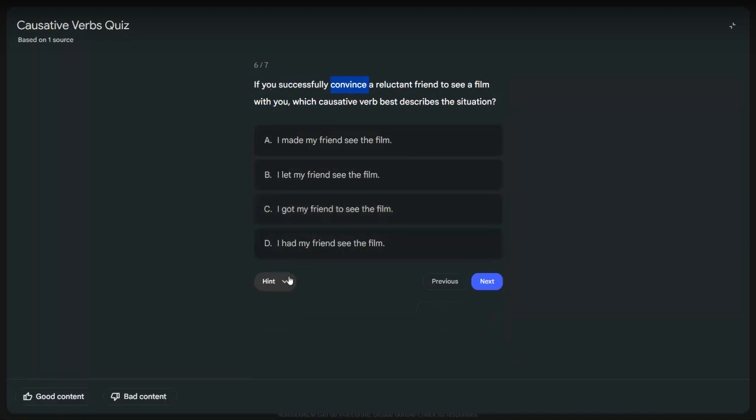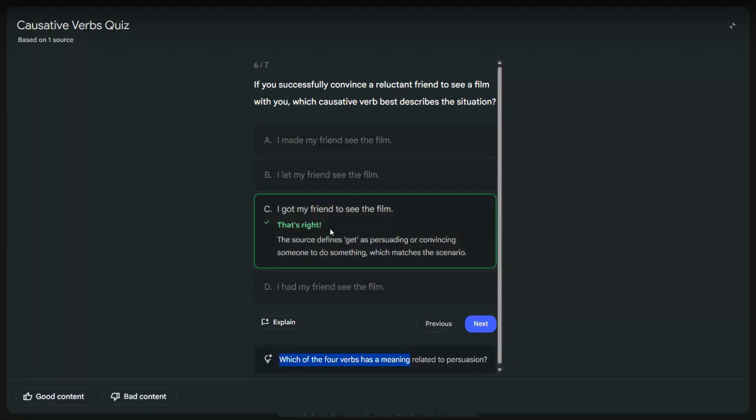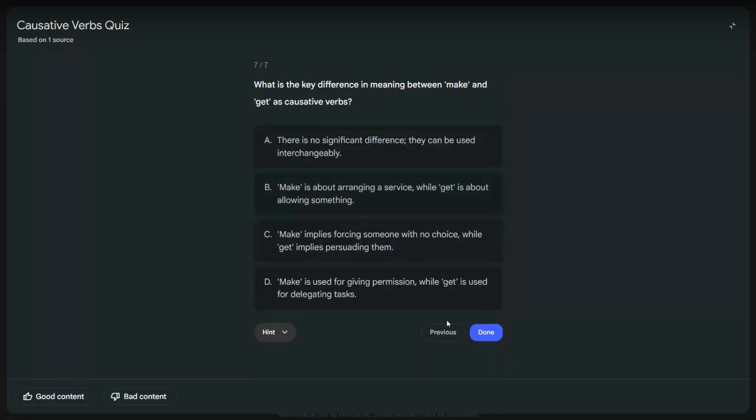Let's see if it's right. What do you guys think? C will be right or not? Even I don't know. Yes, sir. C will be right. Okay, C is right. This time I was a bit skeptical that what if it will mark A, because we can force him as well, right? Successfully convince. We can force him because here reluctant was also written. So I was a little curious about the question myself, that it can be make, because the friend was reluctant and we are forcing him. But it was again C, because we went with the explanations of each of them.